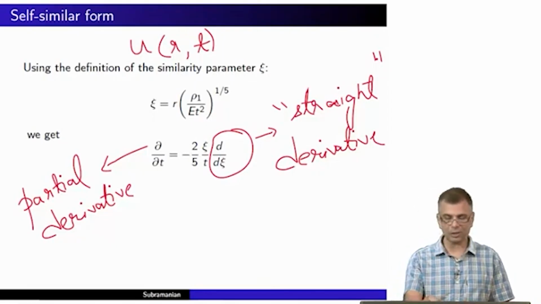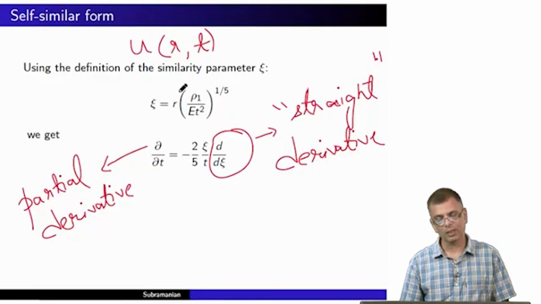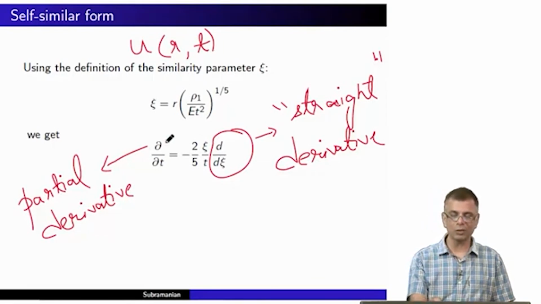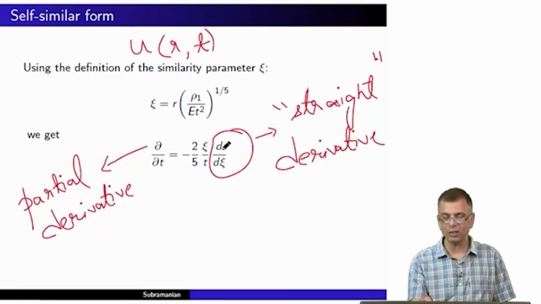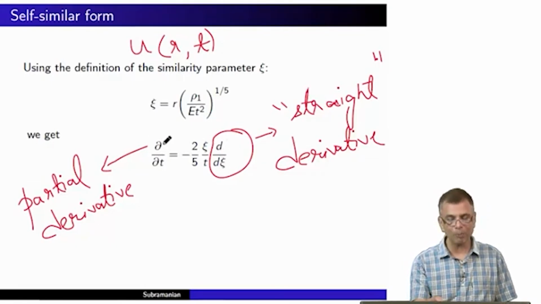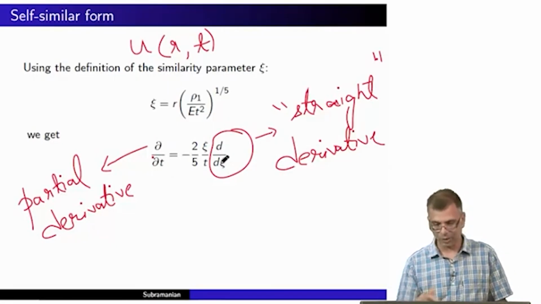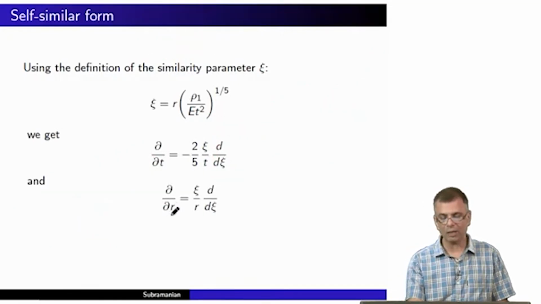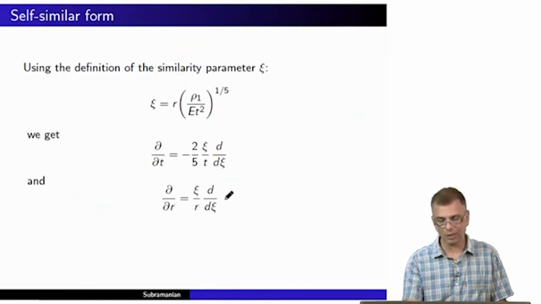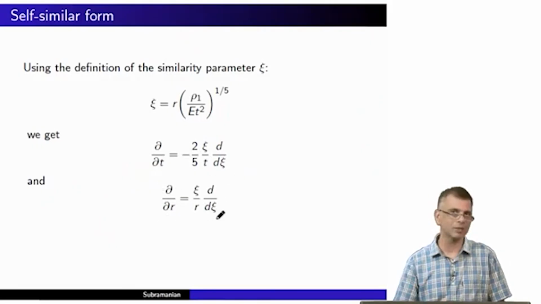Similarly, and this just follows directly from here, you could stick a u here, you could stick a p here, you could stick anything here. So if you had partial u partial t, you would have a du d psi. If you had a partial p partial t, you would have a dp d psi, so on and so forth. Similarly, the partial over partial r is this. Again, this is a partial derivative, whereas this is a straight derivative.